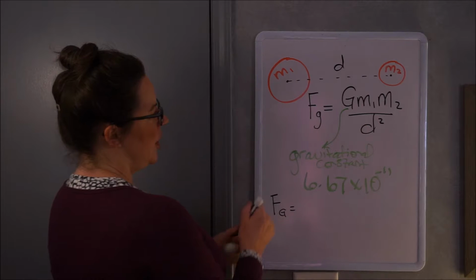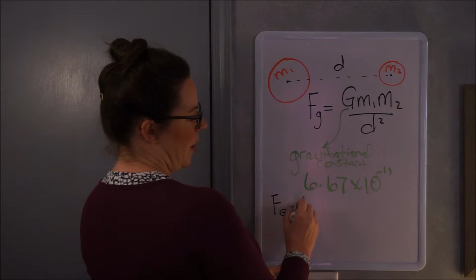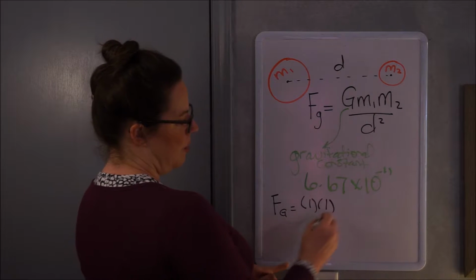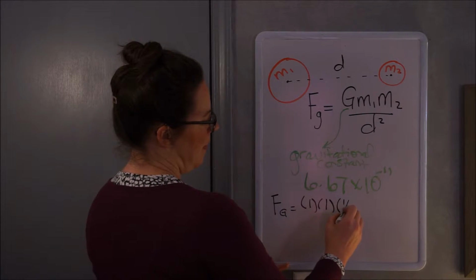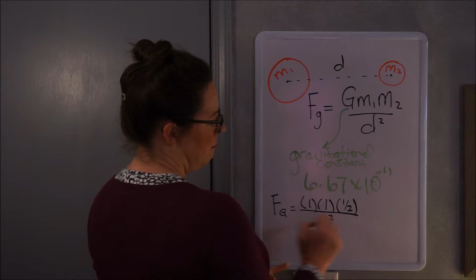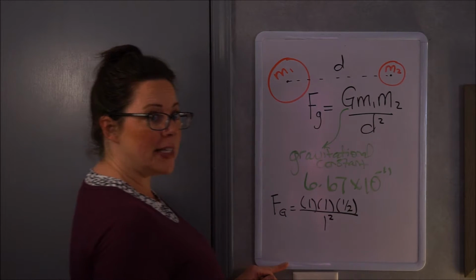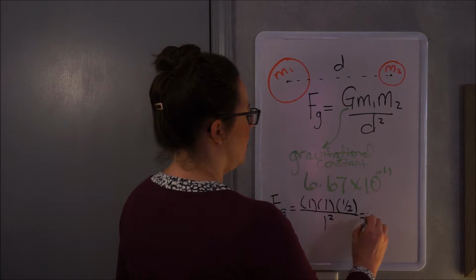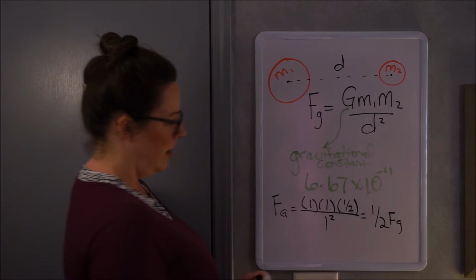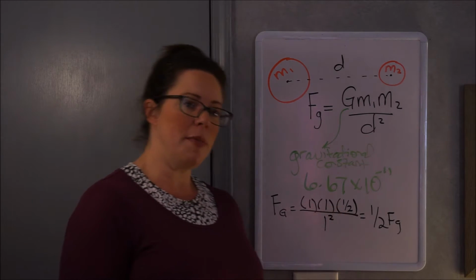So again, G, the constant, is not going to change, so I'll plug in a 1 for that. One of the masses stayed the same, so I'll keep a 1 for that. The other mass became half. Distance stayed the same, so we'll put a 1 in for the distance. And that means that our force is going to be half of what it was, because we only halved one of the masses.